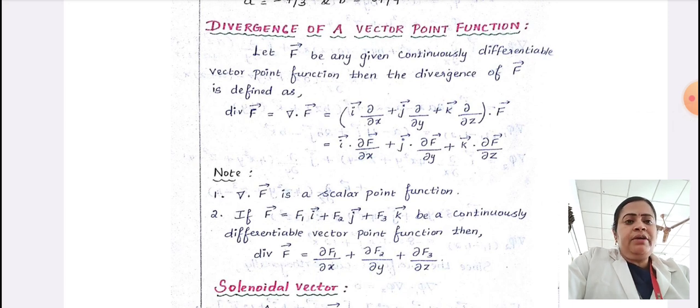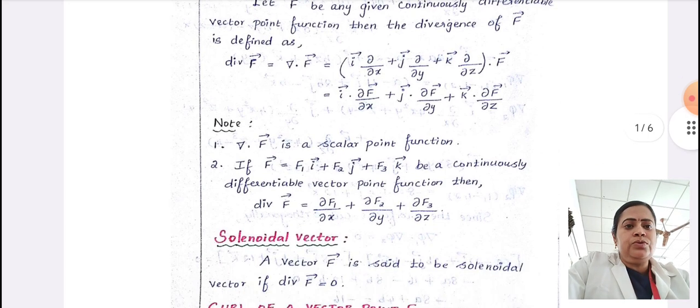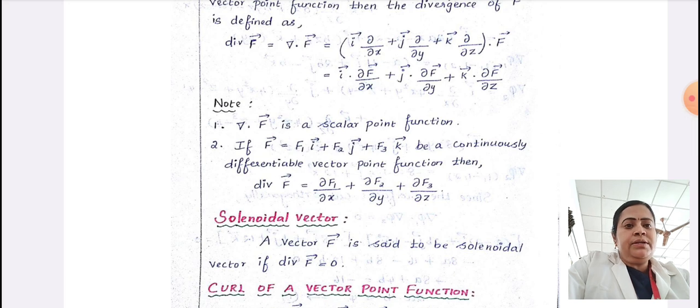Suppose f vector is f1 i plus f2 j plus f3 k, which is a continuously differentiable vector point function. Then divergence f vector equals dou f1 by dou x plus dou f2 by dou y plus dou f3 by dou z. If this divergence f vector becomes 0, then the vector is called solenoidal. So whenever divergence f vector is 0, we call the vector solenoidal.